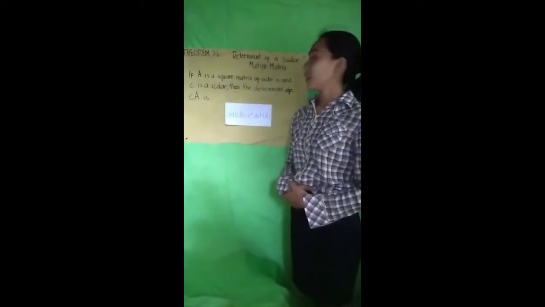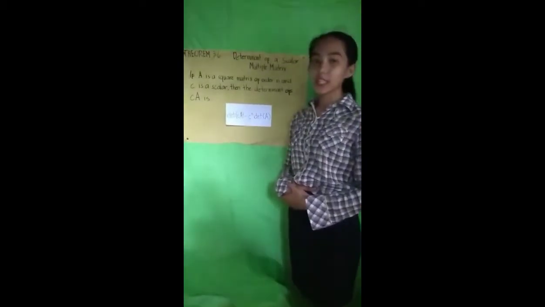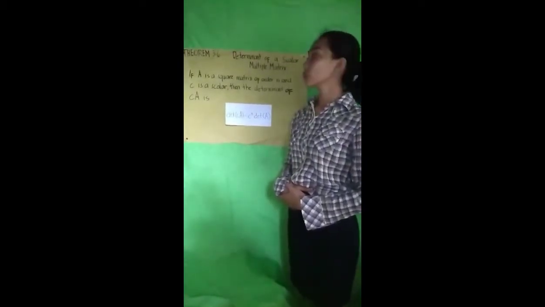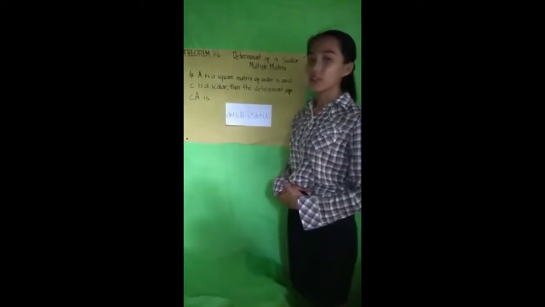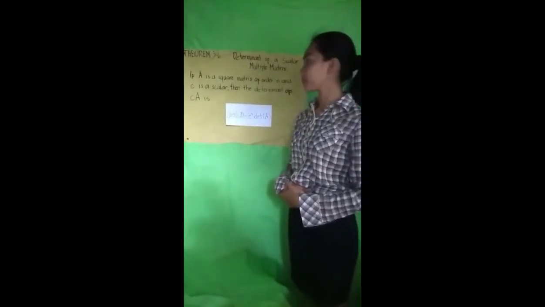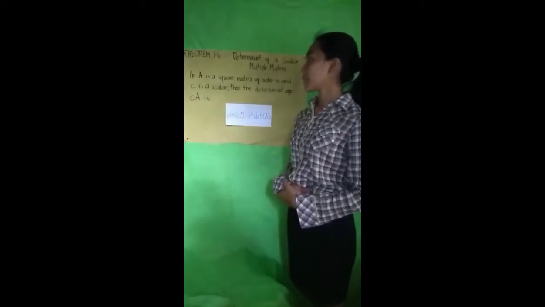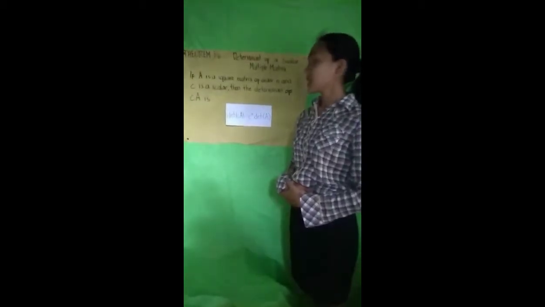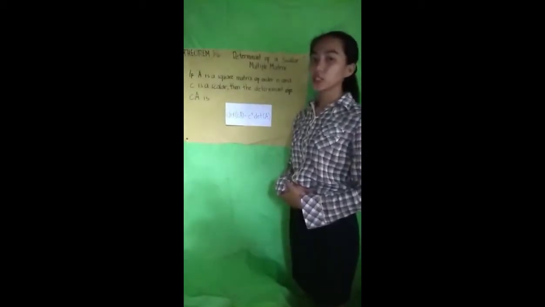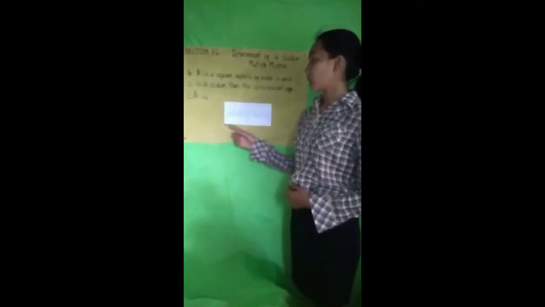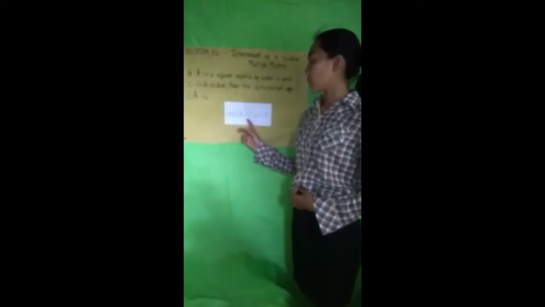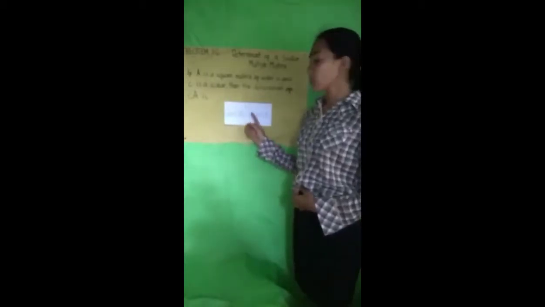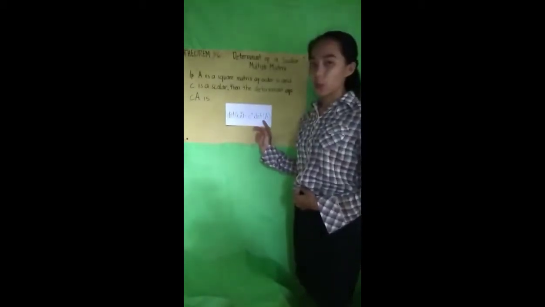Hello. Here is the other property of determinant. Theorem 3.6. Determinant of a scalar multiple matrix. If A is a square matrix of order n and c is a scalar, then the determinant of scalar square matrix cA is equal to the scalar to the n power times the determinant of square matrix A.